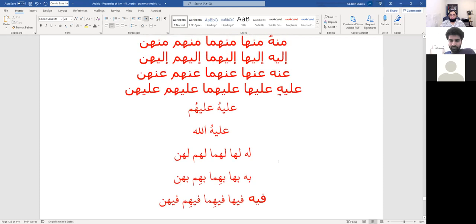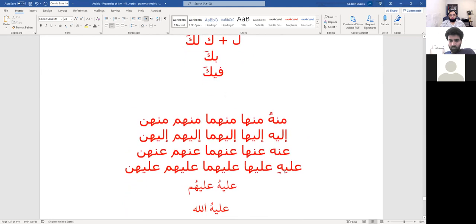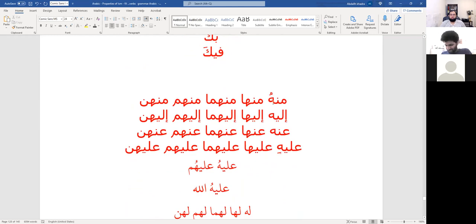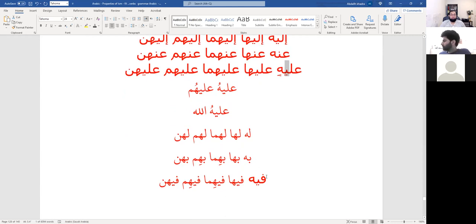So with this, we also learned how to connect the ha with all of the حروف الجر. If you notice, min with the ha is minhu. Ila with the ha: the ya is the mother of the kasra, so the ha will be maksura: ilayhi. An: anhu, like min, hu. Ala: alayhi, again the kasra. La: lahu, not kasra. Bi: kasra, bihi. Fi: ya, fihi.